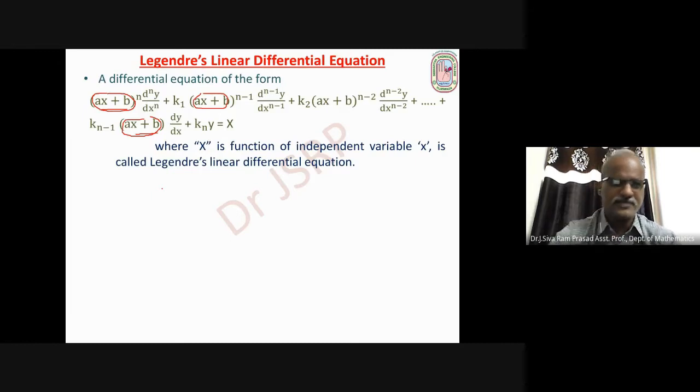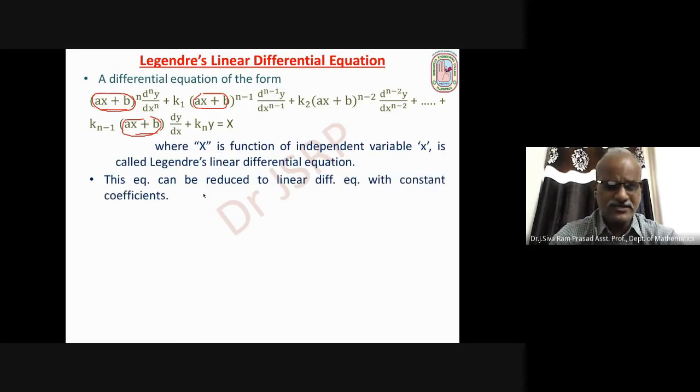First, we convert the independent variable x to another independent variable by taking the substitution ax plus b equal to e power t. In Cauchy's equation, we substitute x equal to e power t. Here we substitute ax plus b equal to e power t. Take log on both sides, we get t equal to log of ax plus b.